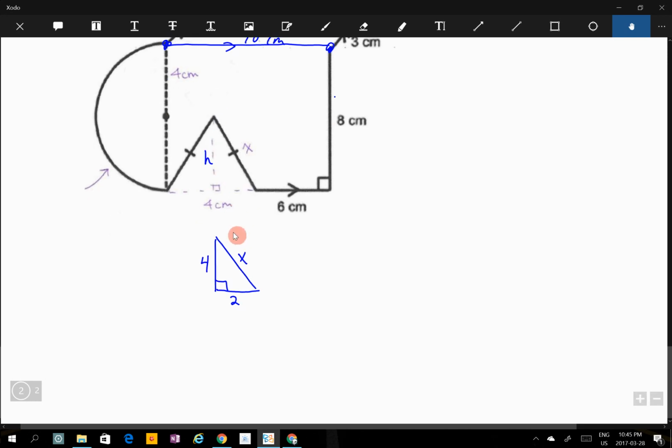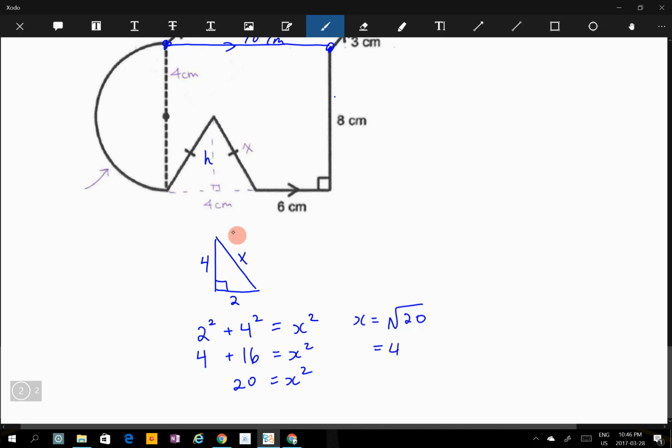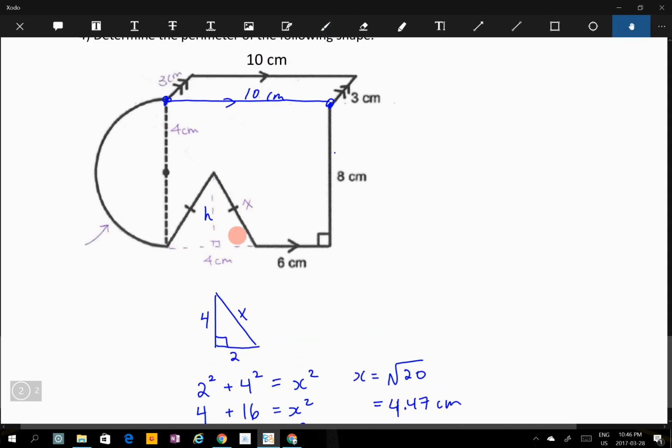So using the Pythagorean theorem, I'm going to have 2 squared plus 4 squared, the two sides here, equal to x squared, my hypotenuse. 2 squared is 4, 4 squared is 16, and 4 plus 16 is 20. And if I want x, I have to take the square root, so x is equal to the square root of 20, which is 4.47 centimeters. So that takes care of this side. So x equals 4.47, that takes care of this side, 4.47.